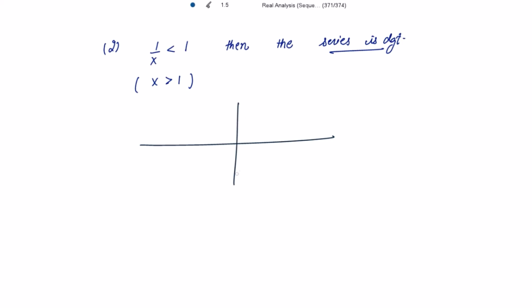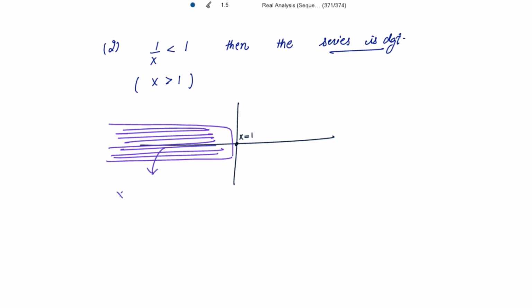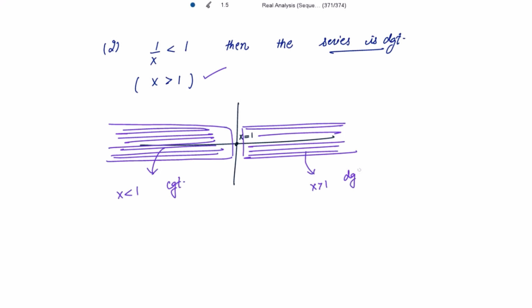So diagrammatically, if this is the point x equal to 1, for x strictly less than 1, we are not including the point x equal to 1, because for x strictly less than 1, the series is convergent. And for x strictly greater than 1, the series is divergent. What about for the value of x equal to 1? For x equal to 1, we need to check the nature of the series. So let's check for x equal to 1.